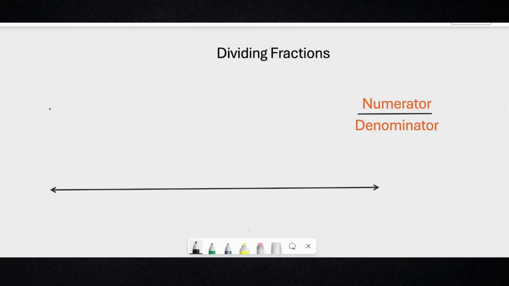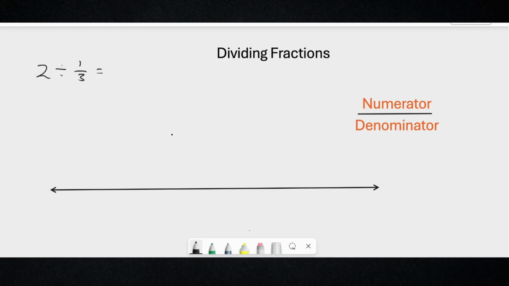Hello everyone. Today we're going to look at dividing fractions, and we're going to use a number line to divide our fractions. I'm going to start with my first problem. Let's say we want to divide 2 divided by 1/3. 2 divided by 1/3. How are we going to do that?